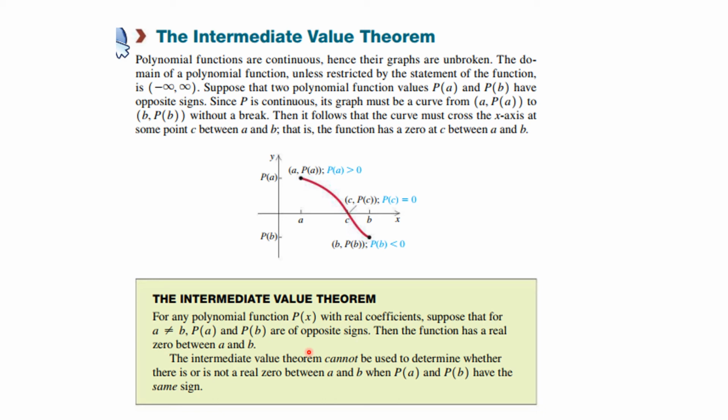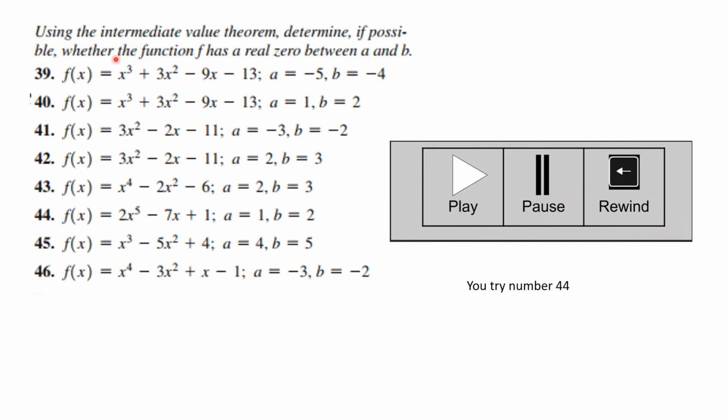But it is not foolproof, because the intermediate value theorem cannot be used to determine whether there is or is not a real zero between a and b when they have the same sign. There might be real zeros, there might not be. So sometimes the intermediate value property does not yield a solution. So let's look at these problems where it says use the intermediate value theorem, determine if possible. And sometimes it's not going to be possible to determine whether the function has a real zero between a and b or not.